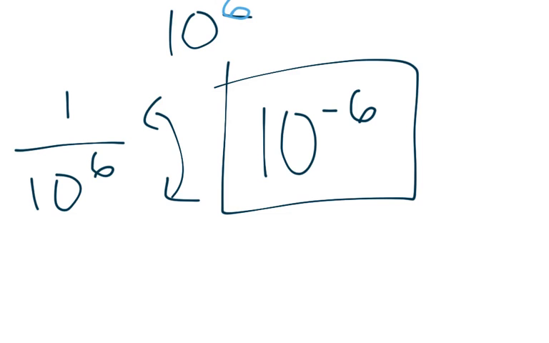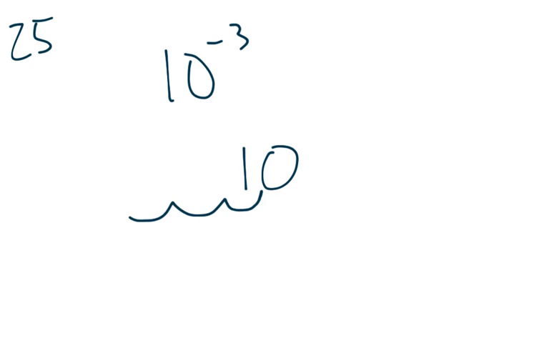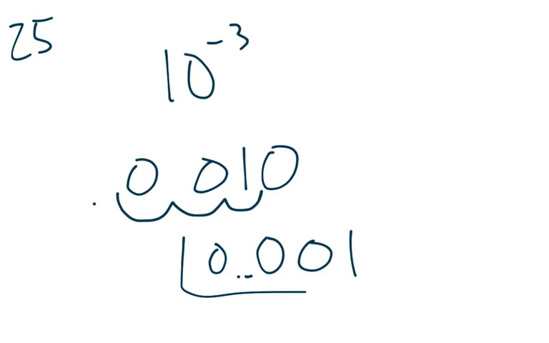And I believe we have 2 more. So write each expression as a decimal. So this is 25. We have 10 to the negative 3rd power. So what happens is we have 1, we have 10, and we are going to move the decimal place 3 times starting from the 1. So we're going to say 1, 2, 3. So 0.001 is our answer.